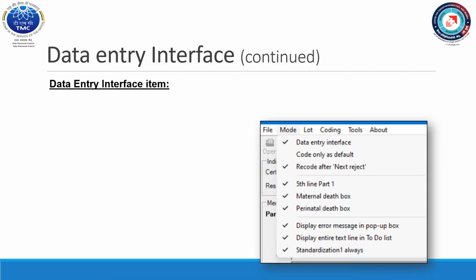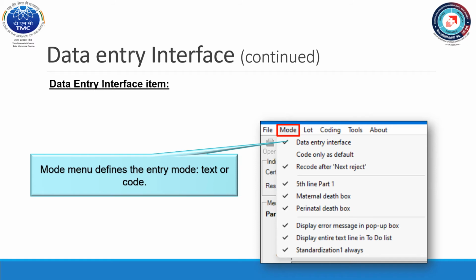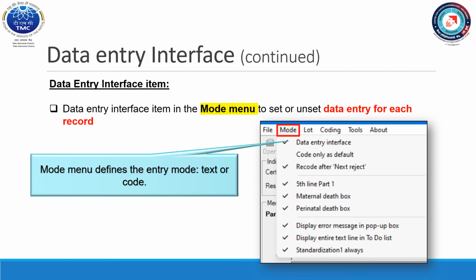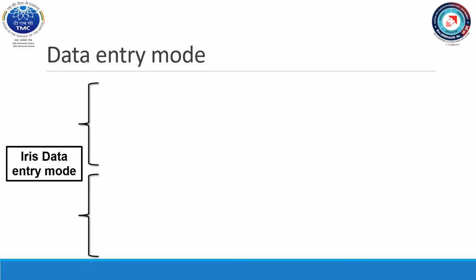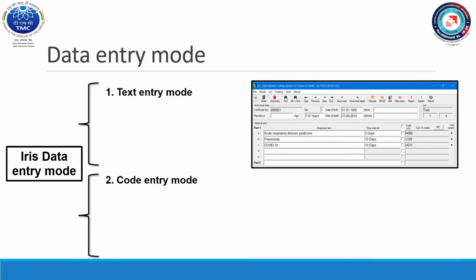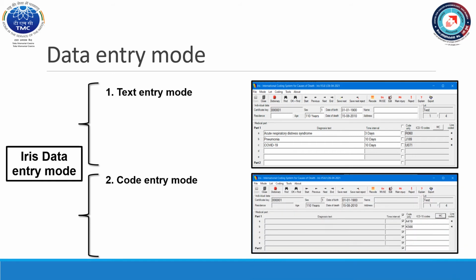Also, the slide shows the data entry interface item in the Mode menu. You can set or unset data entry for each record using this item. Iris has two types of data entry mode. First is text entry mode and second is code entry mode.